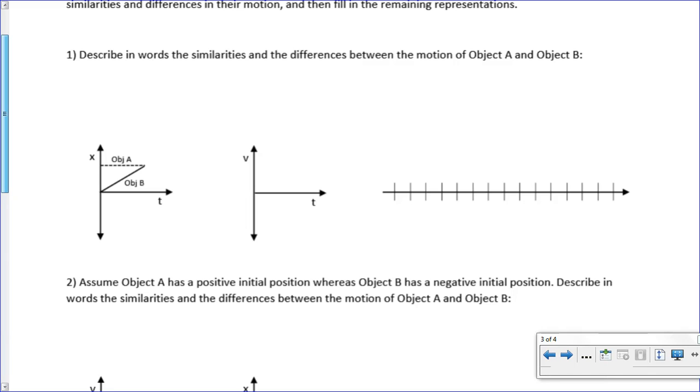So the first thing I'll do is I'll just enter in what I think is a good description of the similarities or differences, and in this case, mostly differences here between these two graphs.